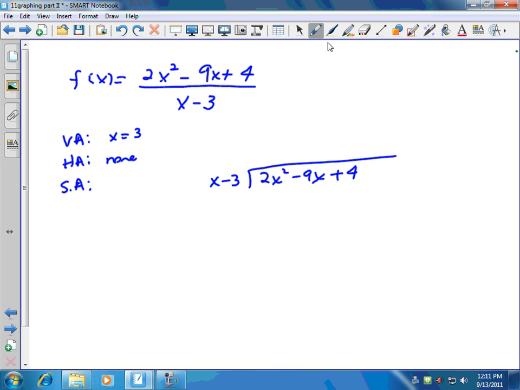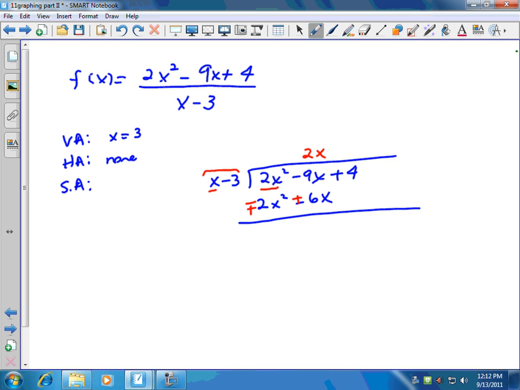When you do long division, look at the leading term of the divisor and the leading term of the dividend. So x goes into 2x squared how many times? The answer is 2x times. And whatever we write there, we need to multiply it by the divisor. So 2x times x is 2x squared. And 2x times negative 3 is negative 6x. Now to subtract, I just change the signs.